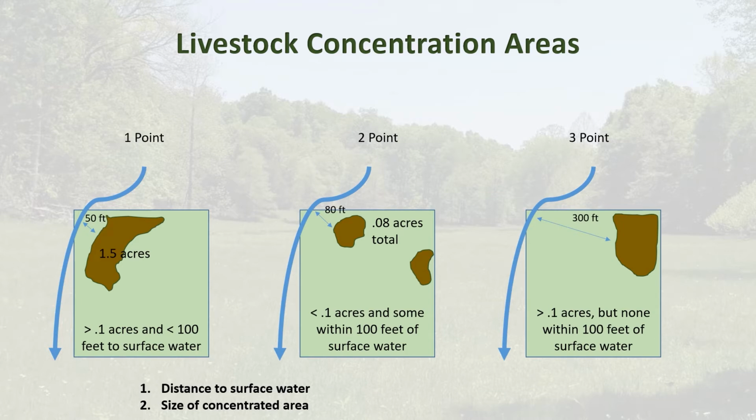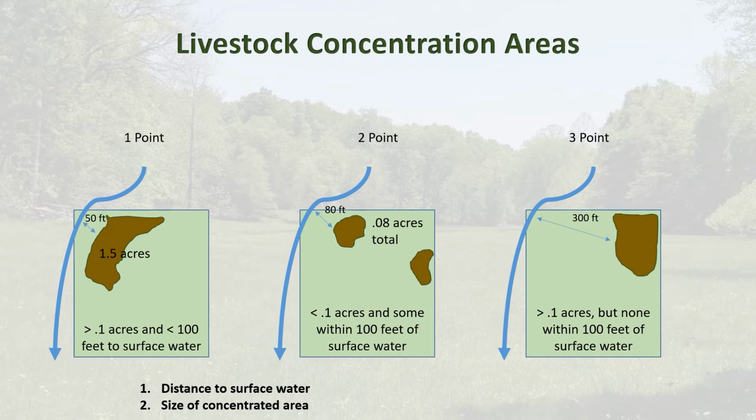Consider the size of the concentrated area. Exactly what is 0.1 acres? It's approximately a 66 by 66 foot area. This is either visually estimated, stepped off, or even just measured. In the first field, the concentrated area is over 0.1 acres and is less than 100 feet from the water body. It could be rated a 1 because it has a higher probability of having water quality issues.